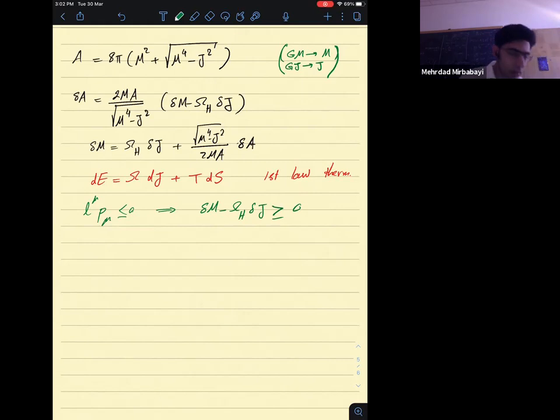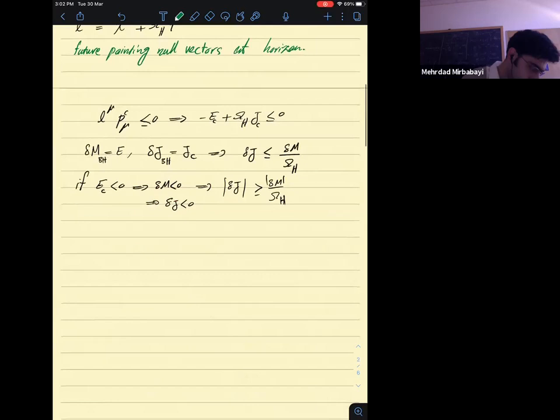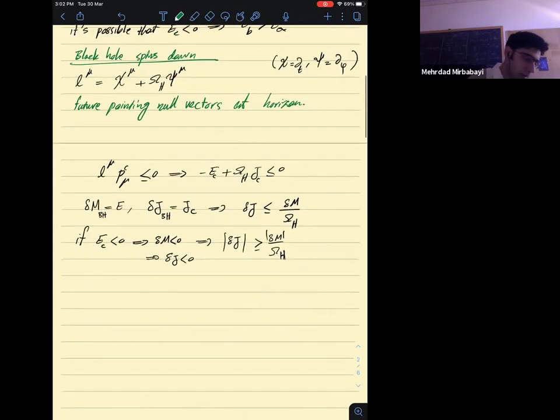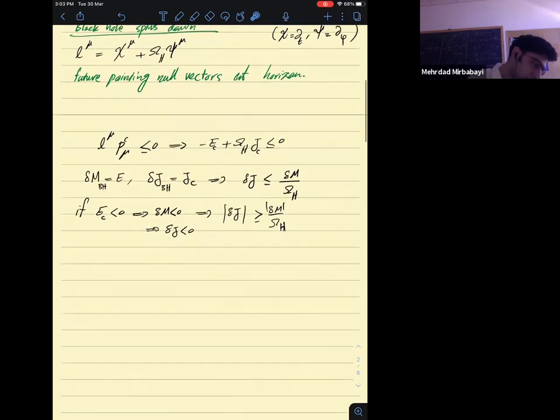Let me go back here to remind you. This is exactly what we had here. We consider something that is falling into the horizon, and we got this expression. And we remember that the energy and the angular momentum of the particle will be the changes of the energy and angular momentum of the black hole. So I just rewrote that.